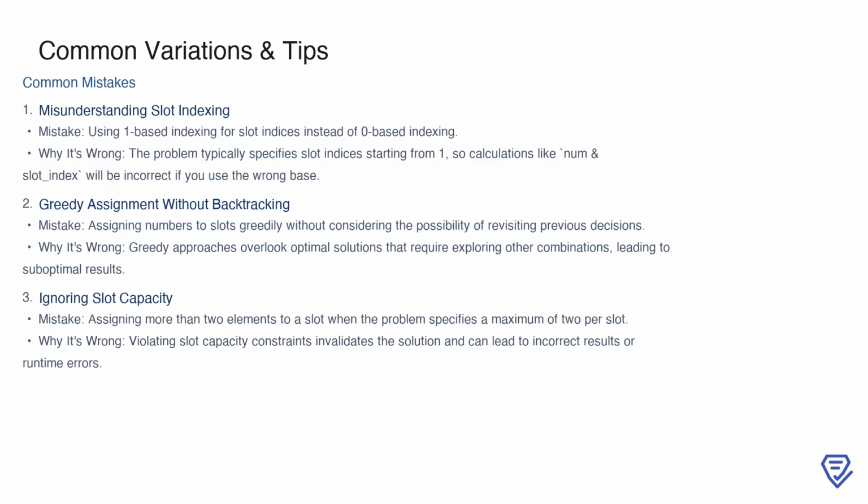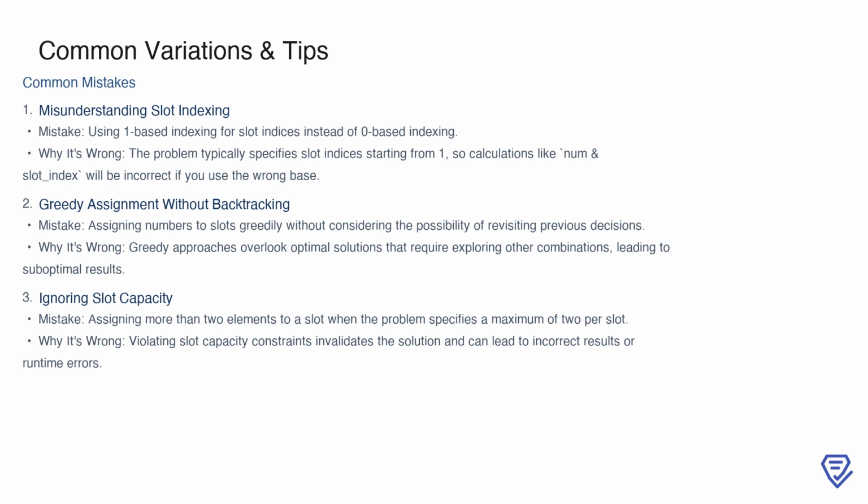First, misunderstanding slot indexing is a frequent issue. Many developers use zero-based indexing for slot indices, but the problem usually specifies slot indices starting from 1. This means that calculations like number and slot_index will yield incorrect results if you mistakenly adopt zero-based indexing. Be mindful of this to prevent subtle bugs in your logic.